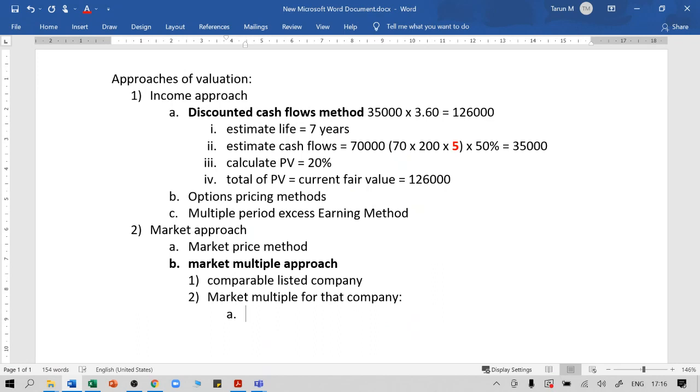What do I mean by I calculate market multiple? Either I calculate price to earning ratio which is one of the most popular ratios, or I calculate price to book value ratio. You can try to guess the formulas because the name itself is formula, right?